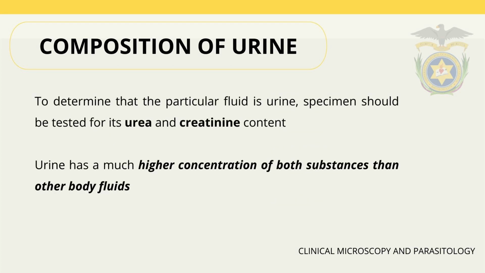So to determine that a particular fluid is urine, specimens should be tested for urea and creatinine content. Urine has a much higher concentration of both substances than other body fluids, so to identify a fluid as urine, it is best to test it for urea and creatinine content.